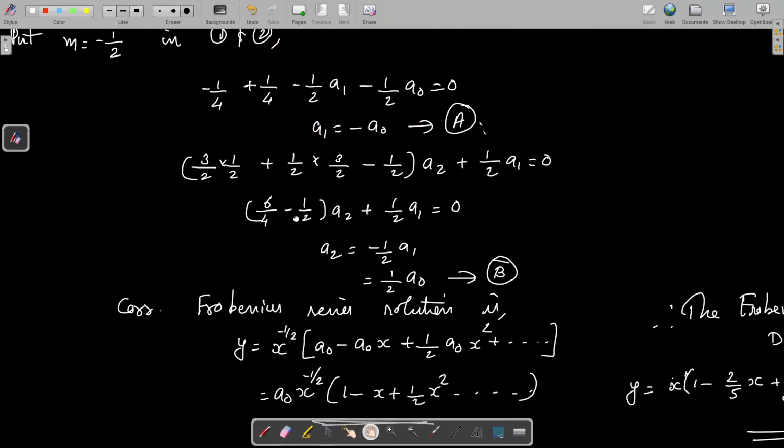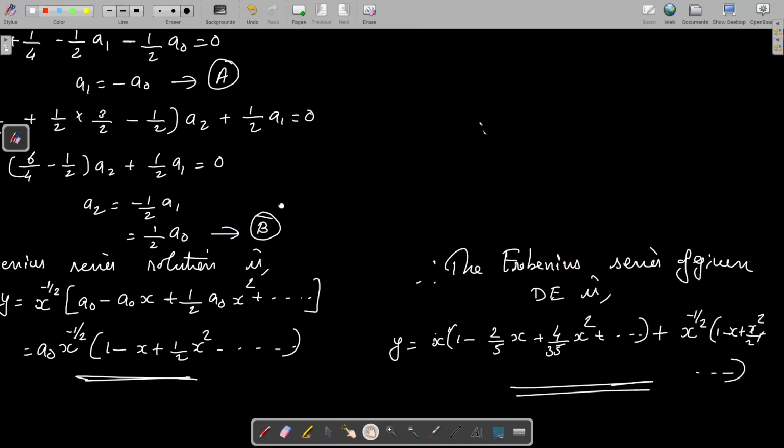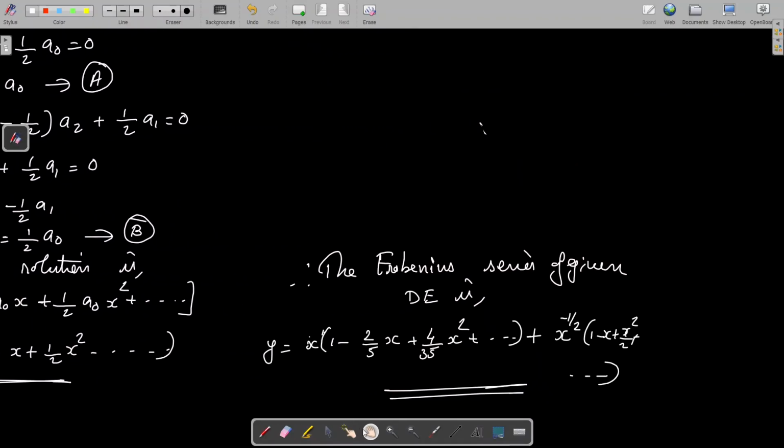Likewise, you can write two independent Frobenius series solutions, and combining these two solutions together, you can write the general Frobenius series solution of the given differential equation. So this method of finding the Frobenius series solution, or the power series solution, of a given differential equation at a regular singular point is called the method of Frobenius.